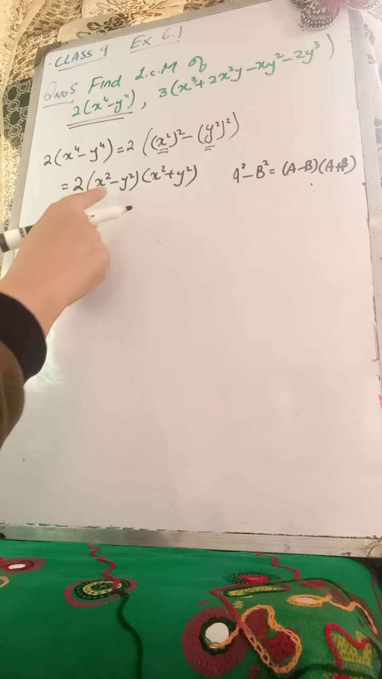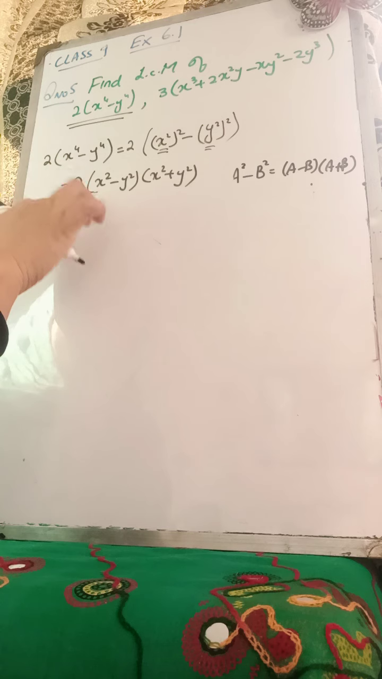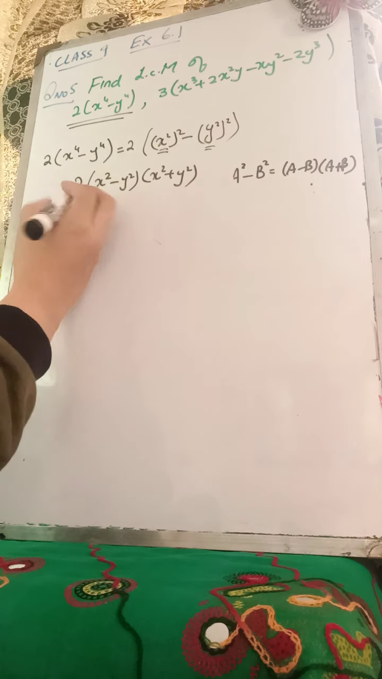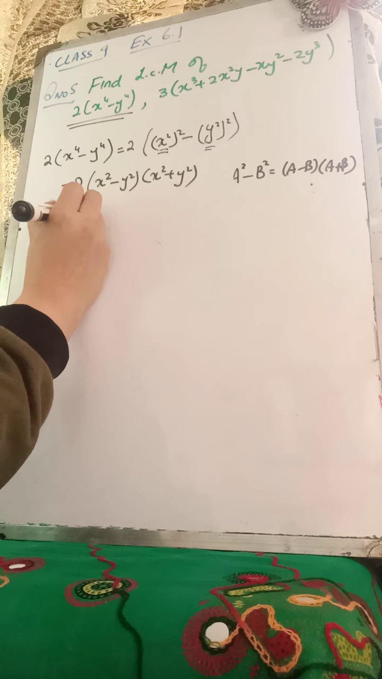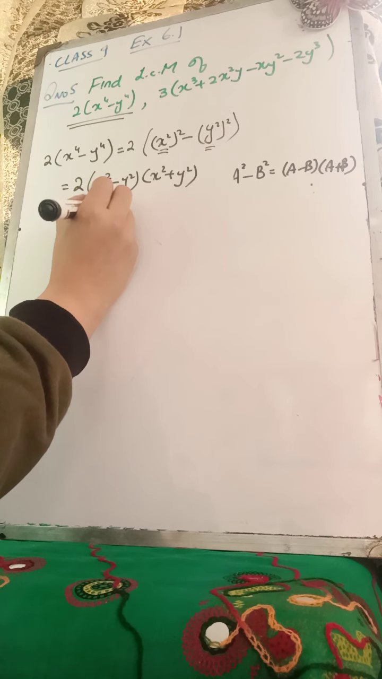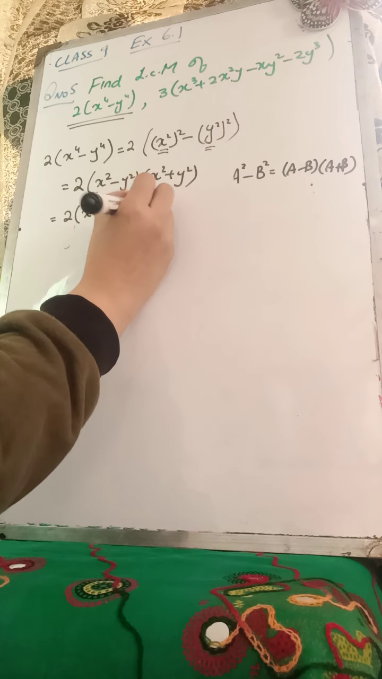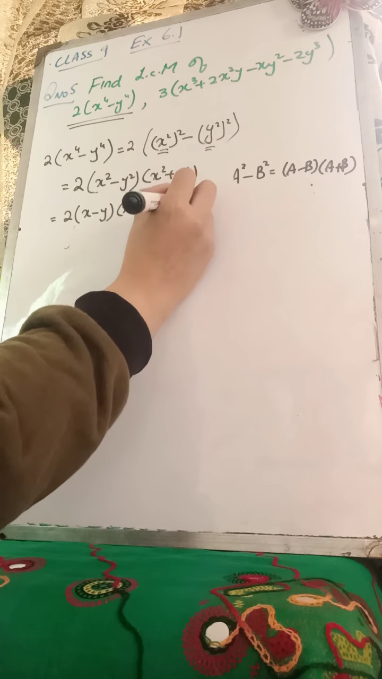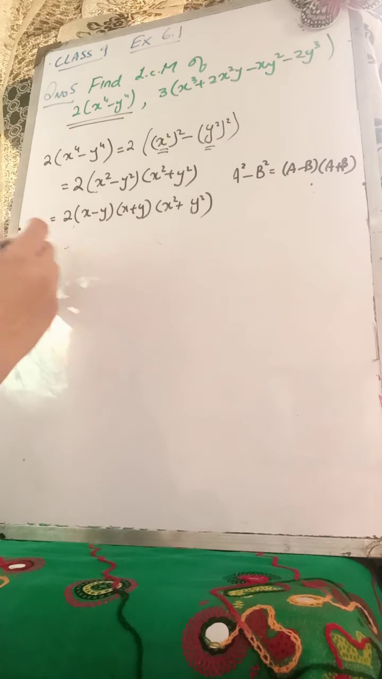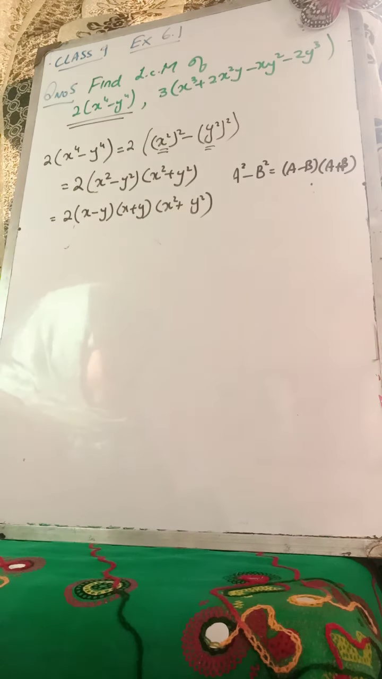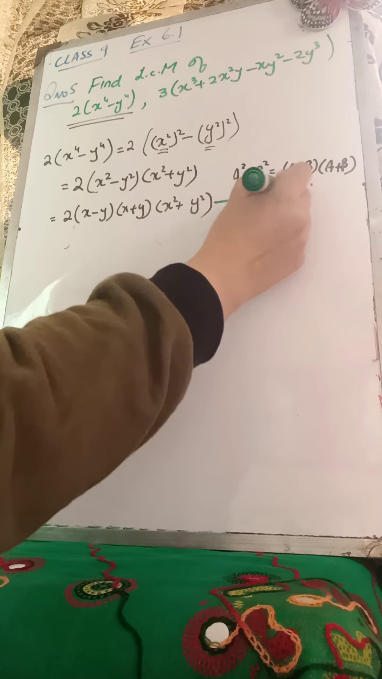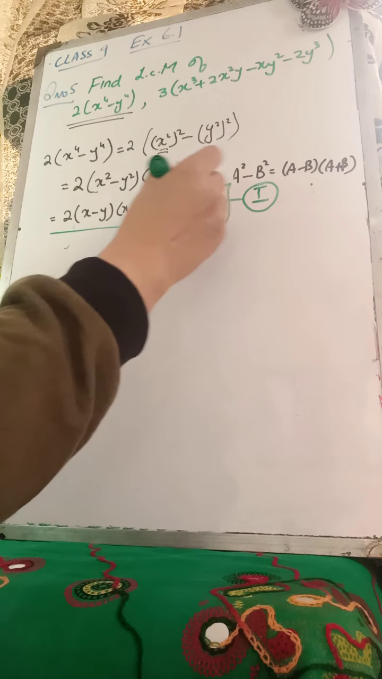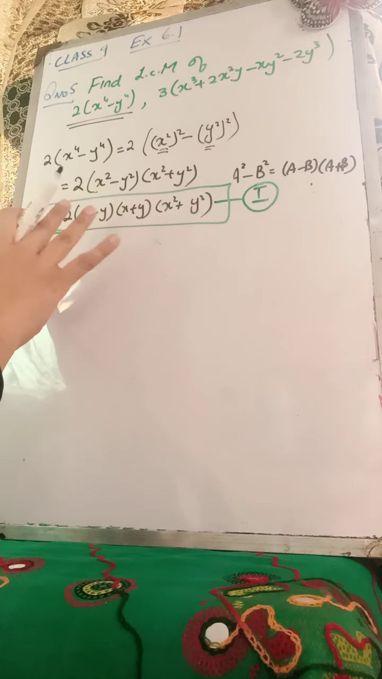And we know that out of these two, this factor can be further factorized by using the same formula. Again, we have two perfect squares having a minus sign between them, so it's going to be x minus y into x plus y into x square plus y square. So this is the factorization of the first expression. Let me name it as first. This is the first expression in factorized form.